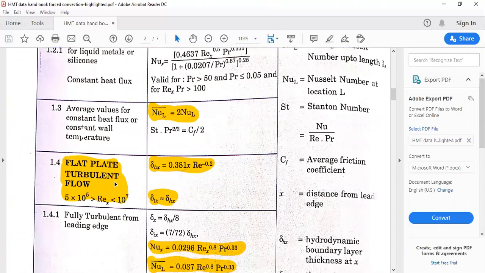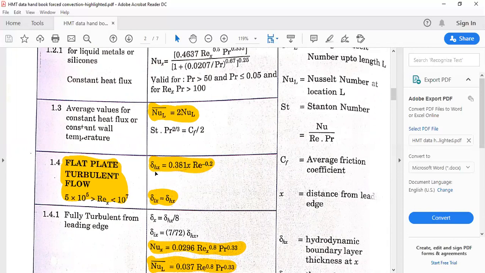Then coming to the turbulent flow, if your Reynolds number value lies between 5 into 10 power 5 and less than 10 power 7, then your flow will be turbulent flow. So if you find that your flow is turbulent flow, then to find the boundary layer thickness, you have to use this formula delta Hx.